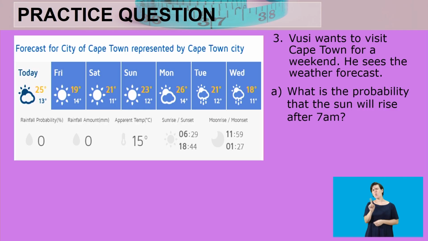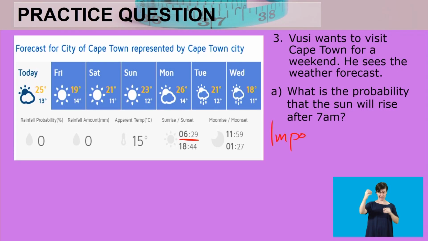Then question A says, what is the probability that the sun will rise after 7 a.m.? We are given the times where the sun rises. The sun rises at 29 minutes past 6. So just a minute before 6:30, that is when the sun rises. So what is the probability that the sun will rise after 7 a.m.?